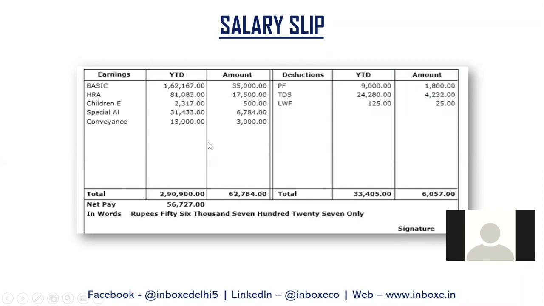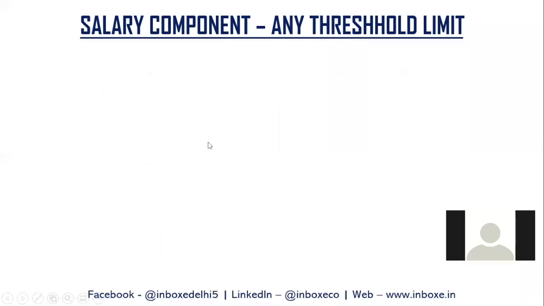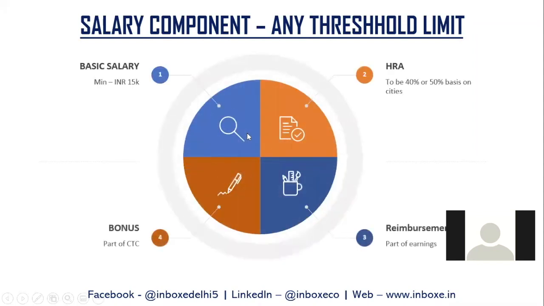Now let's move to the next part, which is salary component, any threshold limit. As we learned how CTC, gross and net we can calculate, now we also have to understand, is there any limit fixed? Is there any limitation or actual threshold limit mentioned that this amount needs to be mentioned or not? Any other things which are part of the components of the salary slip or not? This also we will learn now.